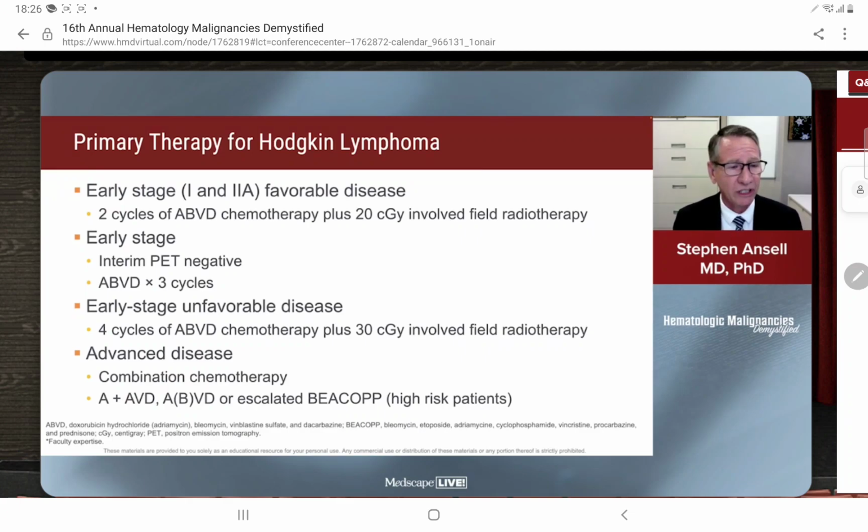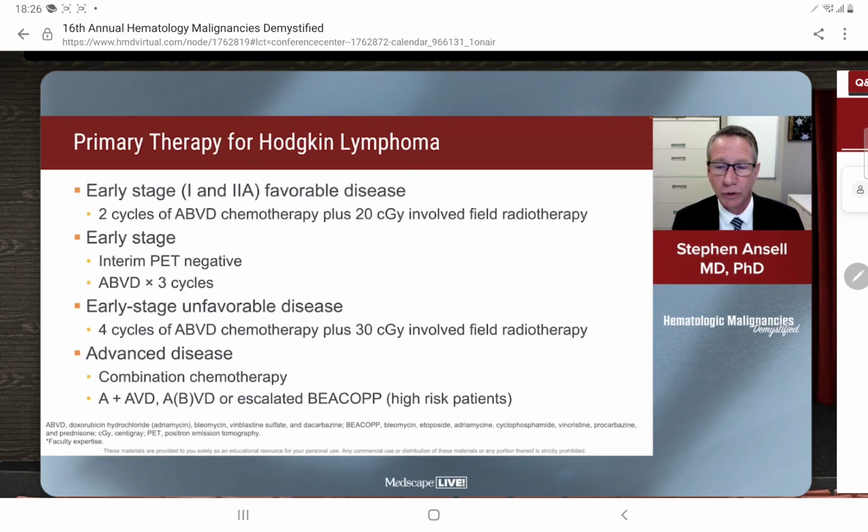We'll talk about this in a minute, but early stage patients can also be managed based on PET scans, where if you've had 3 cycles of treatment and a negative PET scan, the radiation treatment can be omitted with only a modest impact on progression-free survival.